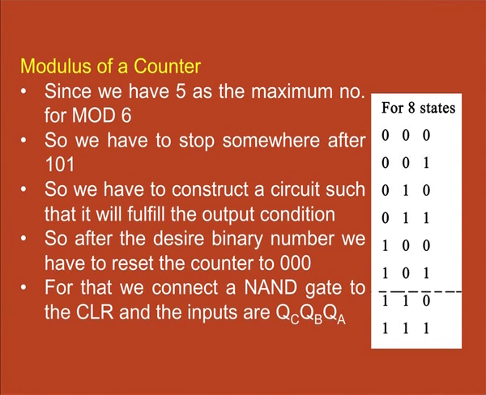So, here we have shown the 8 states involved in mod 8 counter, which starts from 0, 0, 0 and ends at 1, 1, 1 as the output. And here we have shown a dotted line, and above the dotted line the binary representation that we have is 101, and that is the output that we are looking for from a mod 6 counter.